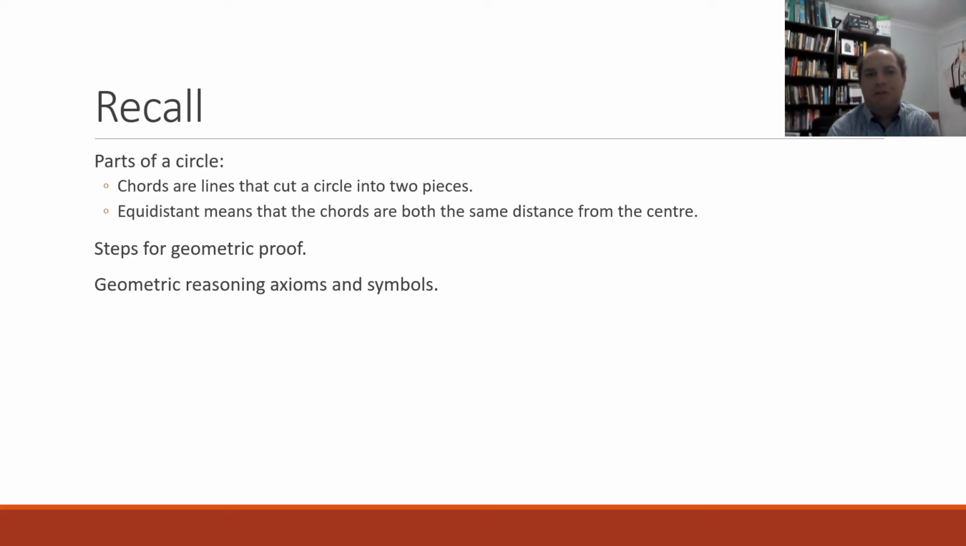The things you'll need to recall are the parts of a circle, so first of all chords, how they go from one side of the circle to the other side of the circle, cutting it into two pieces, though not necessarily through the center. And equidistant means that for the chords of equal length that we're looking at, they should be the same distance from the center. As per usual with all of our geometric reasoning and deductive geometry questions, we need to remember our steps for geometric proof and how to set those out, and also the axioms and symbols that we use to justify our statements.